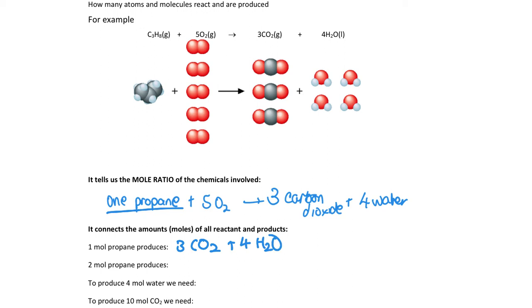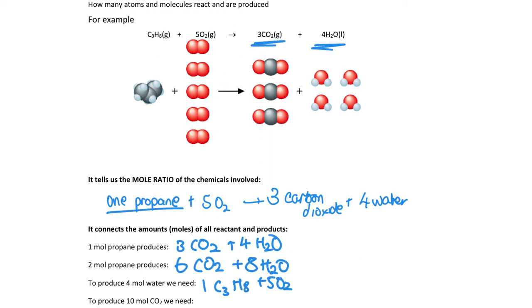Now if we had 2 moles of propane, we have to double everything. So we'd have 6 CO2 and we would have 8 water. To produce 4 moles of water, which is already here, we would need 1 mole of propane and 5 oxygens.